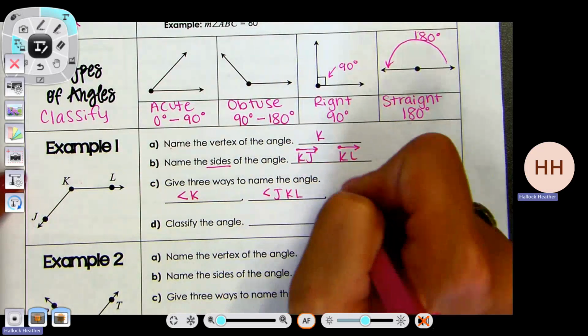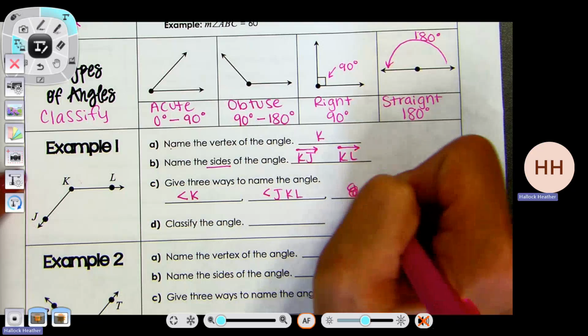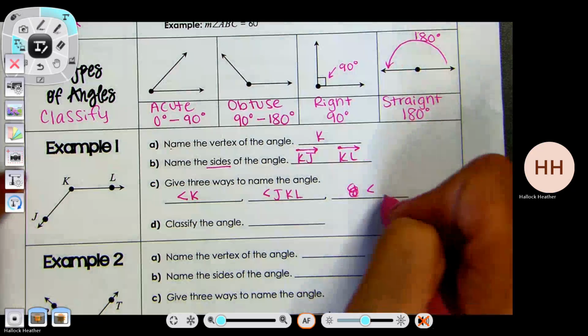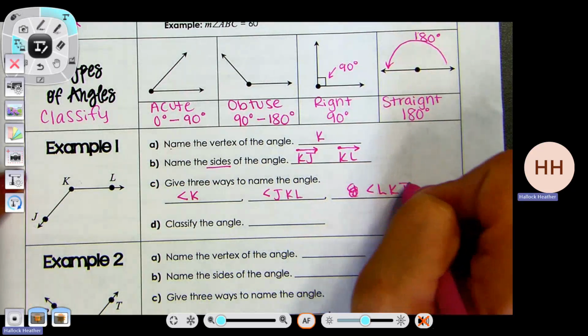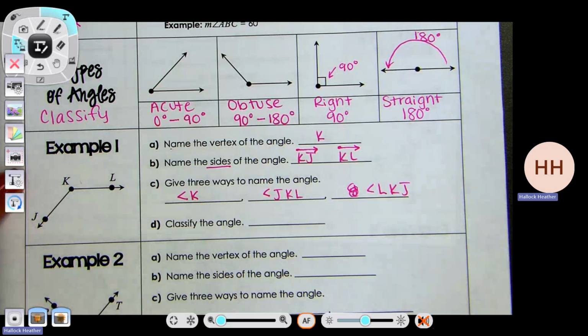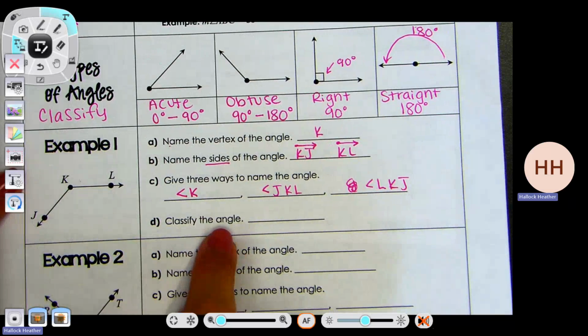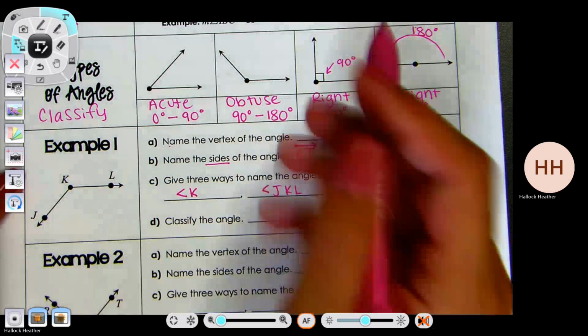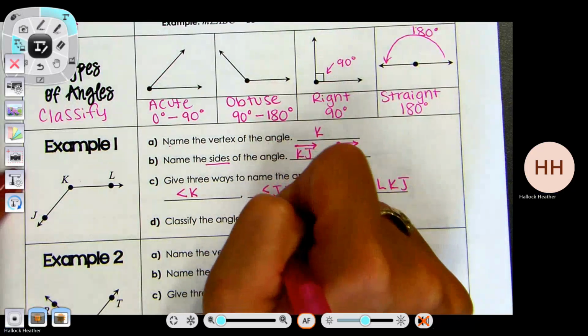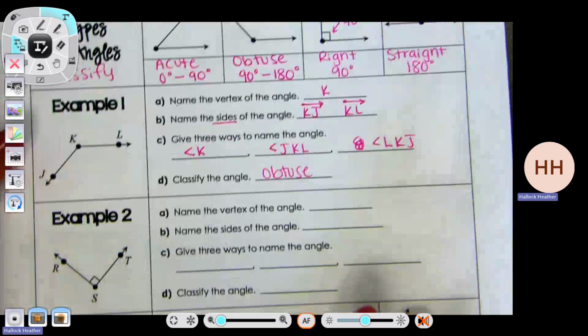And then if I reverse it, what is it? L, K, J. So any of these are acceptable, okay? K has to be in the middle. And then we have to classify the angles. What type of angle is it? Obtuse, because it's big. Okay, so try the second one.